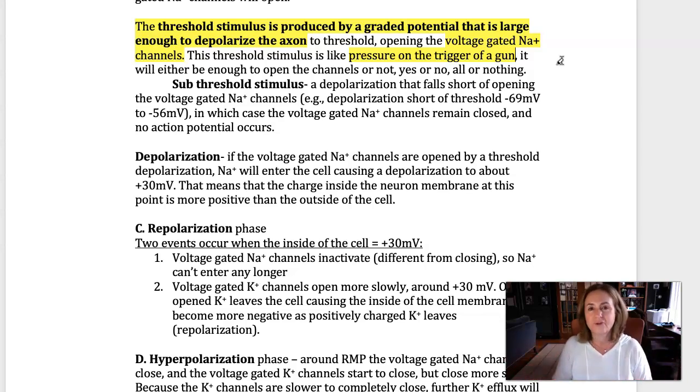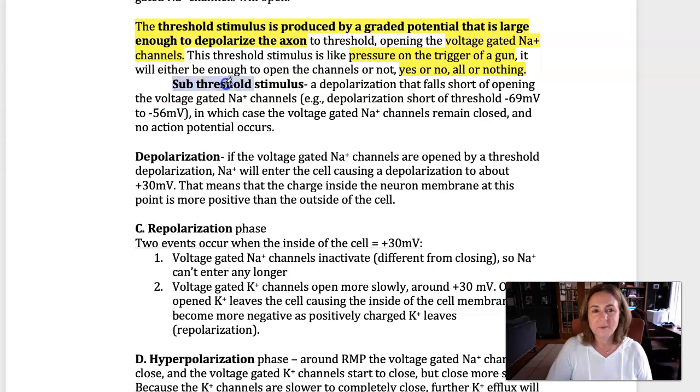You open the voltage gated sodium channels. And in that way, action potentials are yes or no. They're all or nothing. There's no such thing as grading it small, medium, and large. It's all or nothing. If you open that voltage gated sodium channel, you have an action potential. So we'll continue to look at that.